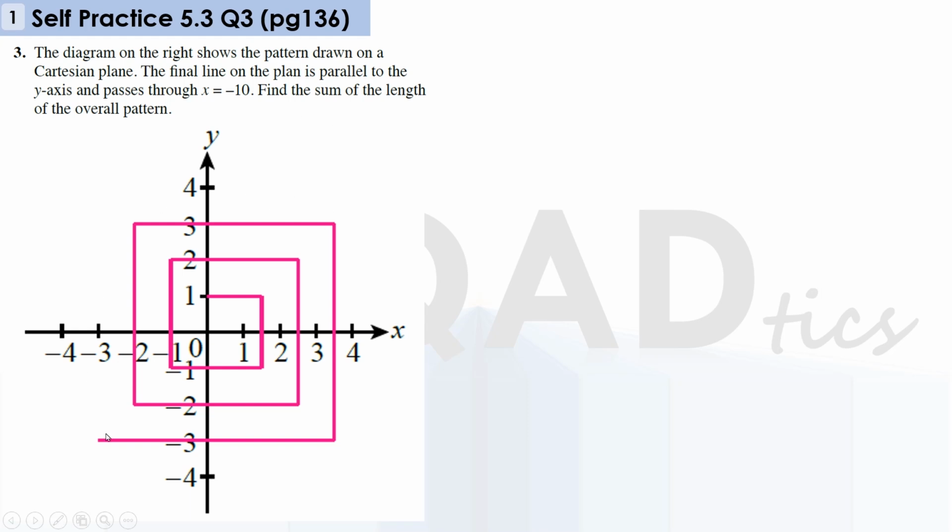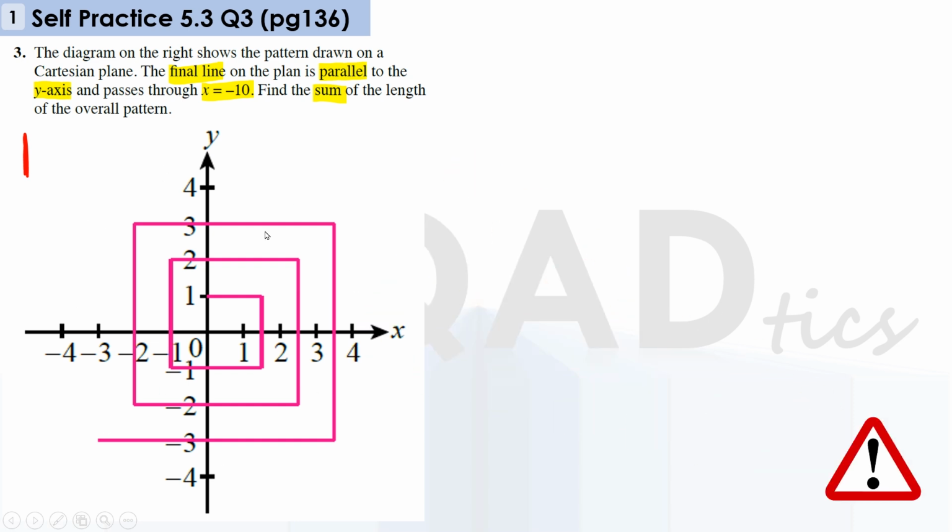For the first question, we have a pattern, and it says that the final line is parallel to the y-axis. So that means the final line is a vertical line. And then it passes through x equals -10, so the line would be somewhere here, on the left side of the x-axis.